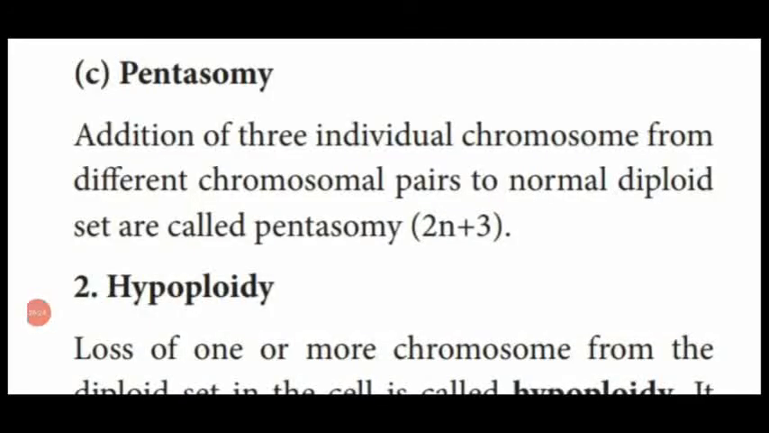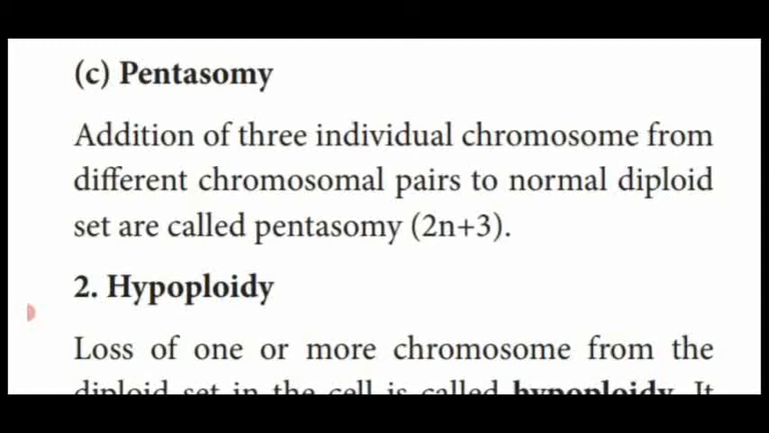Dear students, next one, pentasomy. Tri means 3, tetra means 4. Pentasomy means addition of three individual chromosomes along with a diploid set of chromosomes. The formula is 2n plus 3.